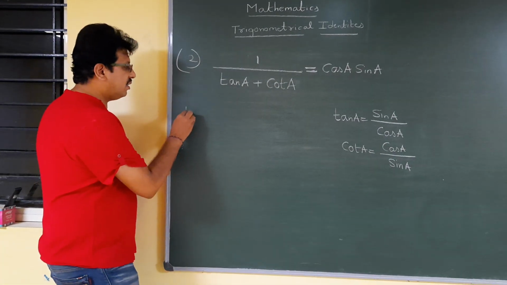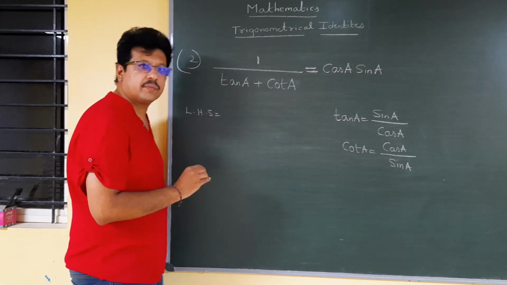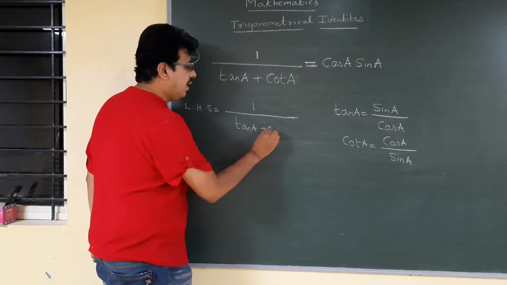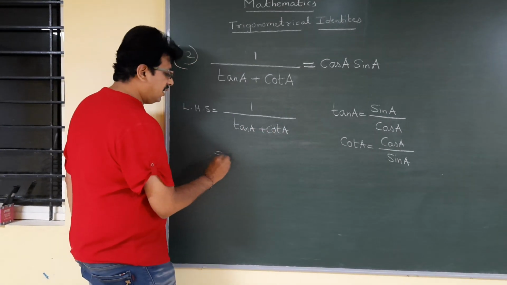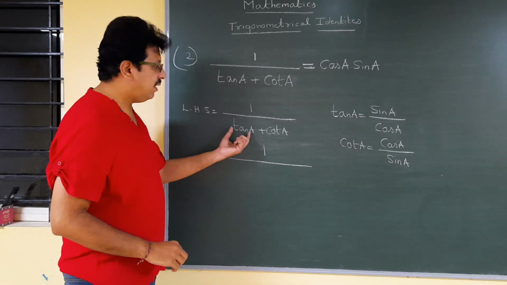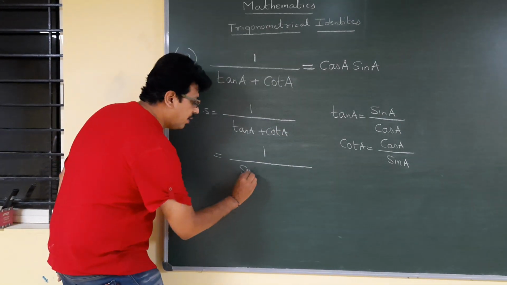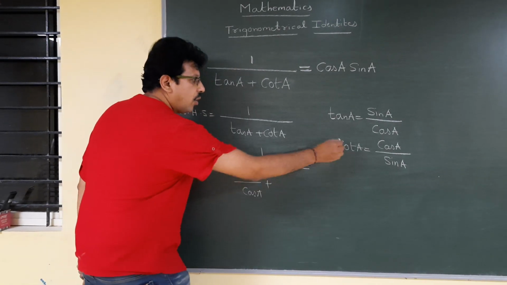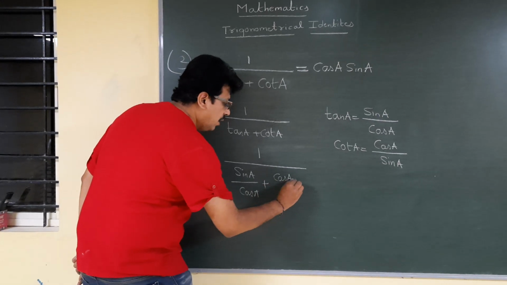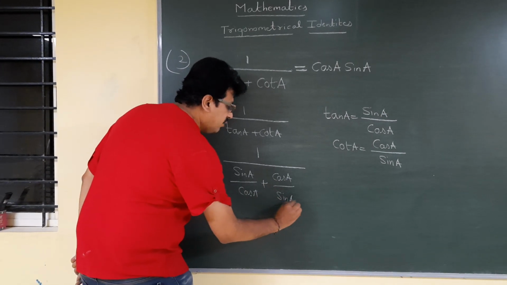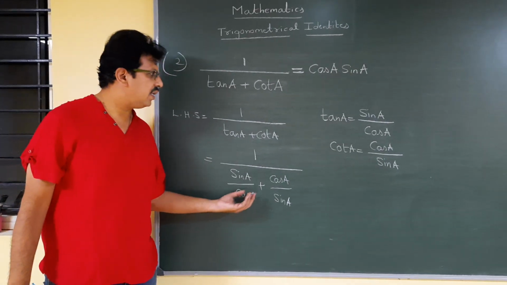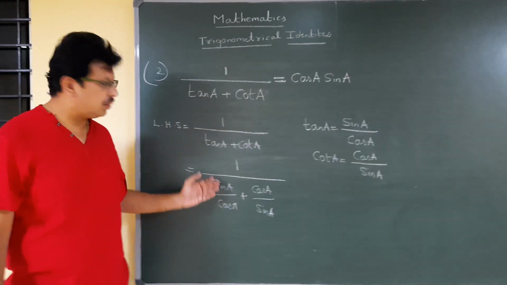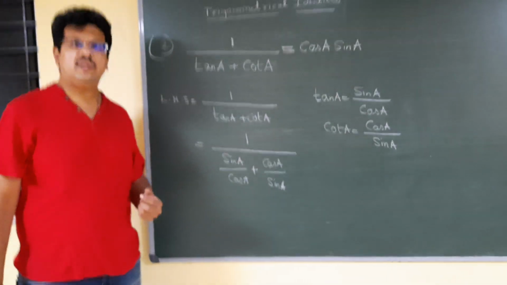So now let me take the left hand side, LHS. That is 1 by tan A plus cot A. That is equal to 1 by, tan A is sin A by cos A, plus cot A is cos A by sin A. I have just taken tan A as sin A by cos A and cot A as cos A by sin A.